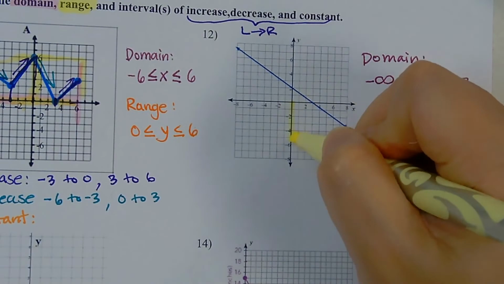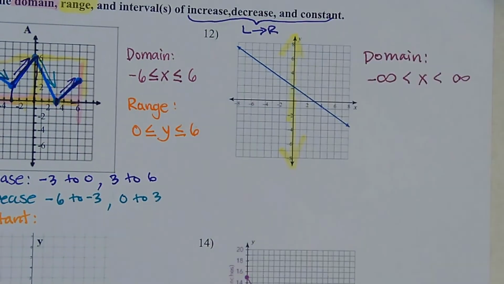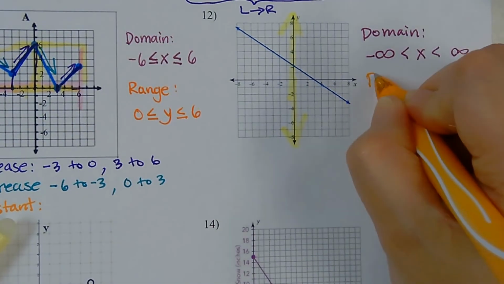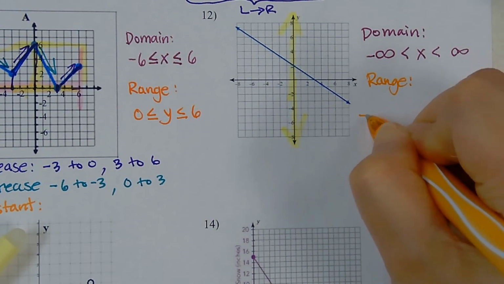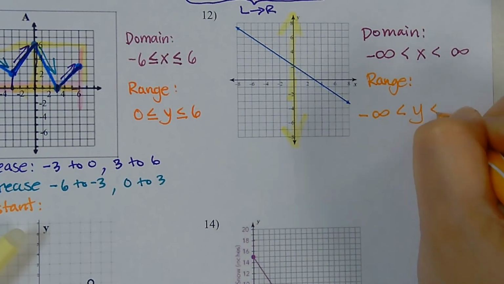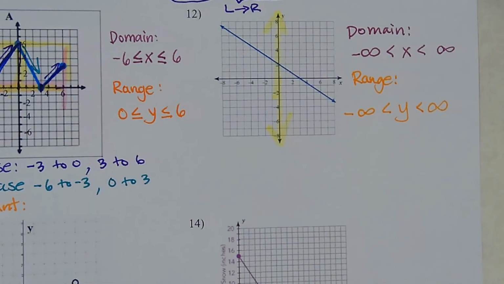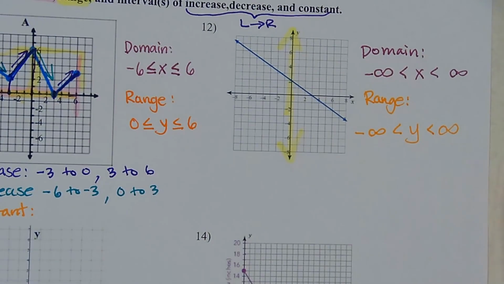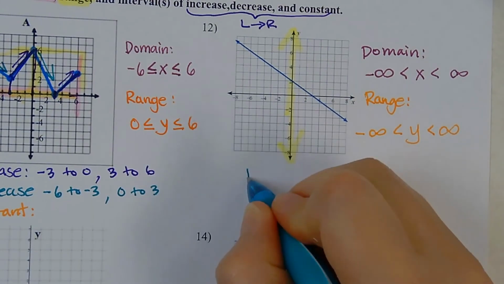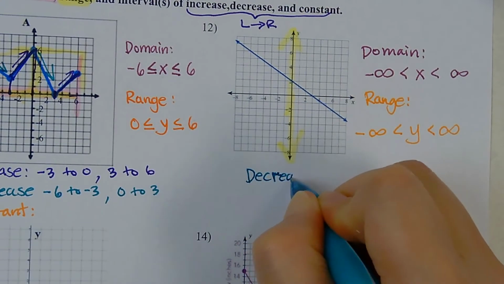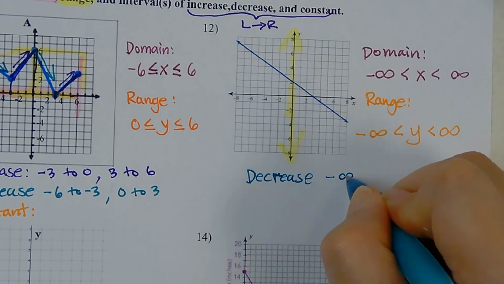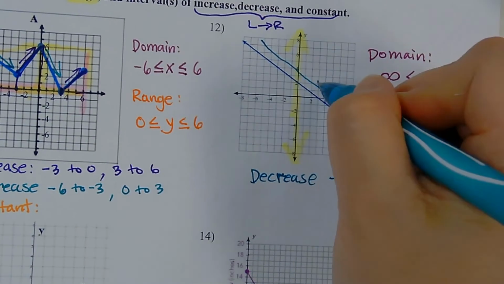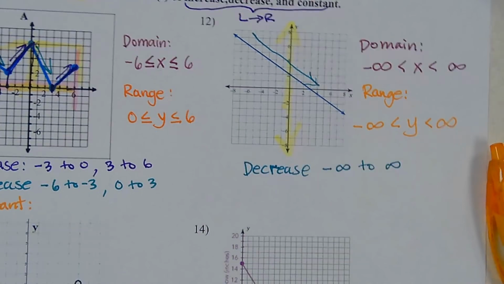It's going down forever, and it's going up forever. It's the same idea. So the range is from, again, -infinity, just don't forget to put in the y now, to +infinity. And this is always going to be decreasing. It's always going down. So decreasing from -infinity to +infinity. It's always decreasing because remember, we're always going from left to right. So it's always decreasing.